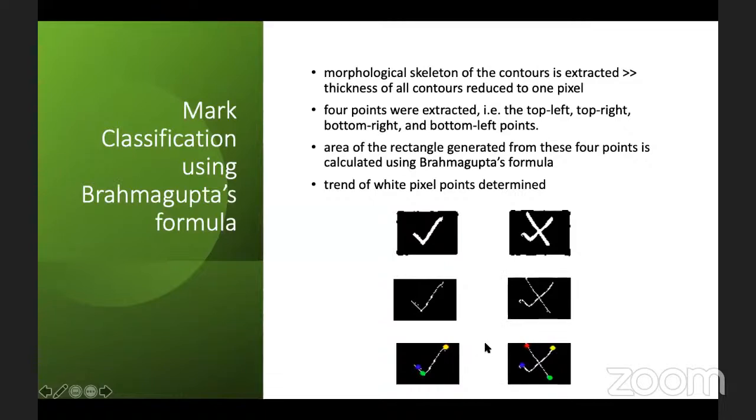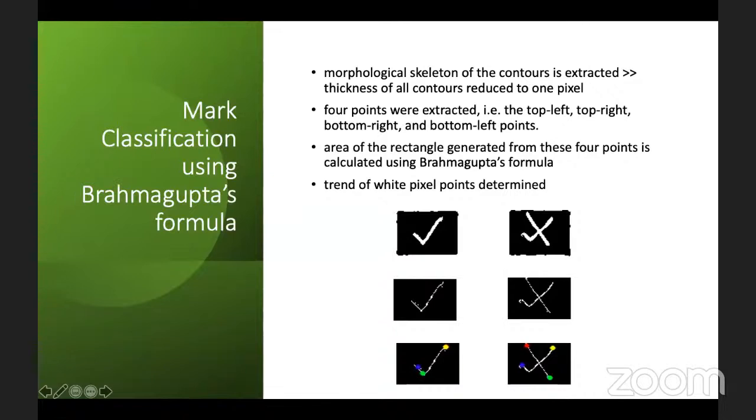So the red would be the top left, and then the yellow would be the top right, and so on. However, in cases where there's a small cross mark as opposed to a big check mark, the area of the cross mark would be smaller than the area of the big check mark. If the marks are relatively the same size, then the assumption that the cross mark would have a bigger area would do and would suffice.